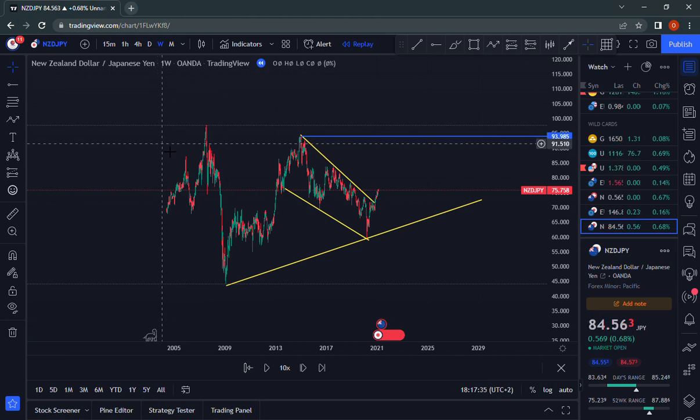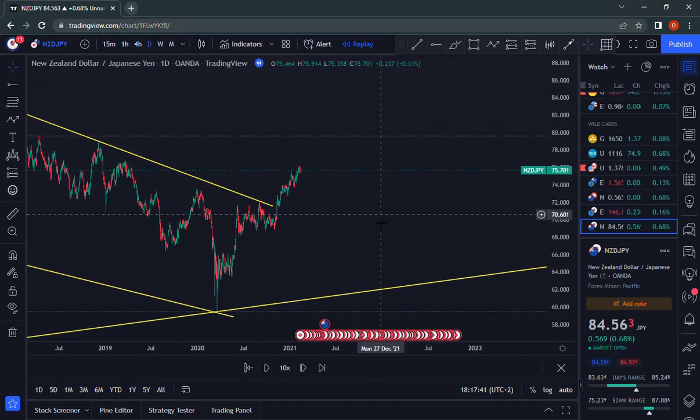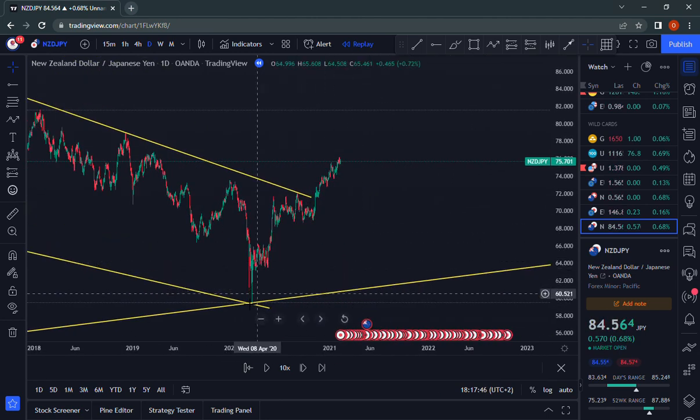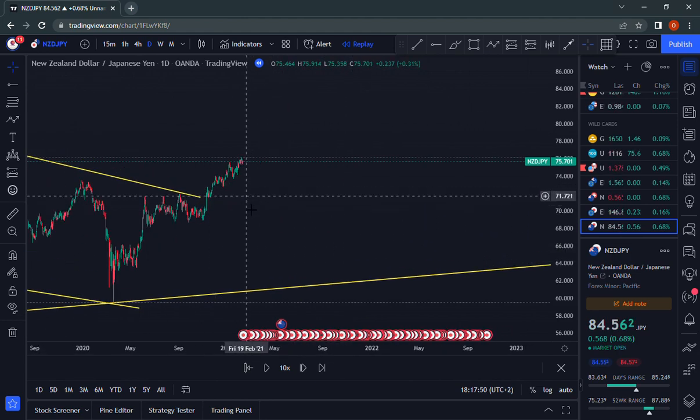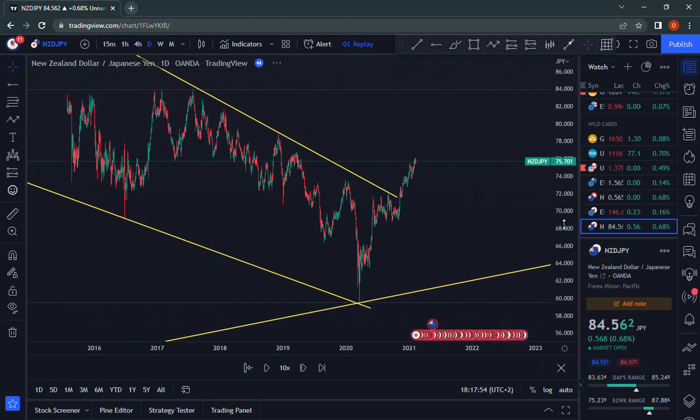Now we do the same thing. We go to the daily. Okay, we go to the daily. So now on the daily, what we need to understand is that we had this impulse. This was our impulse. This is our correction. This is our impulse. This is our correction. And then now here, what is happening is that the market is just going all the way up like that.